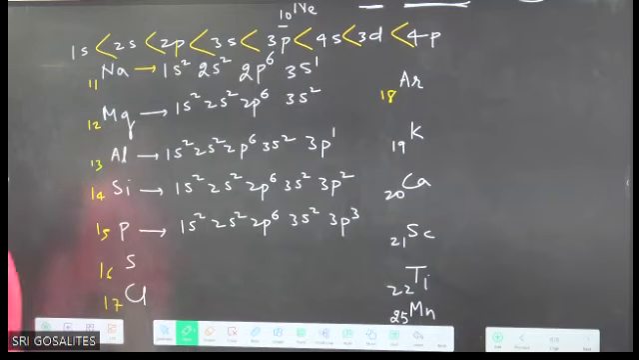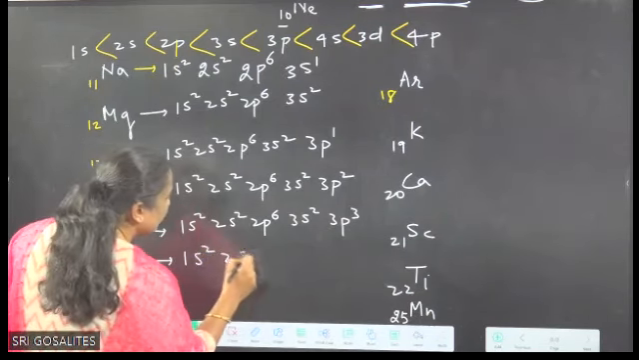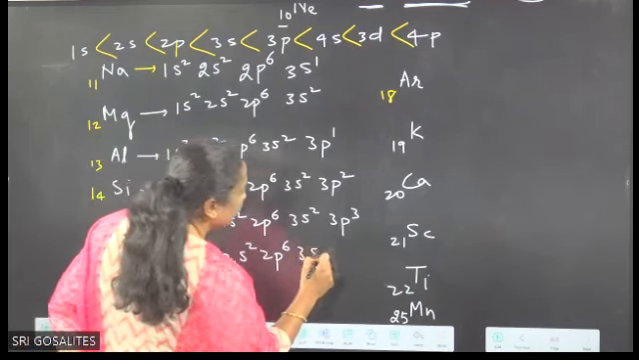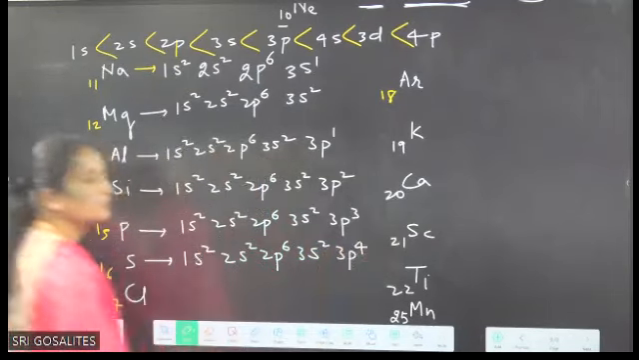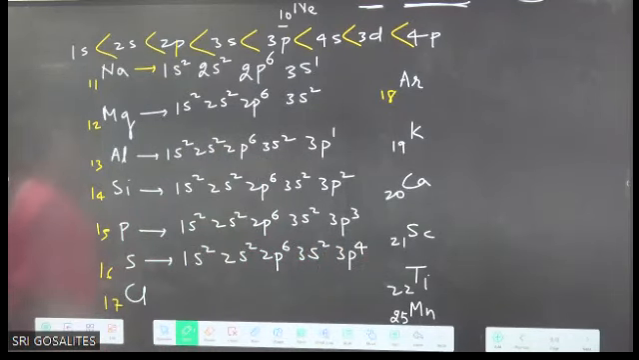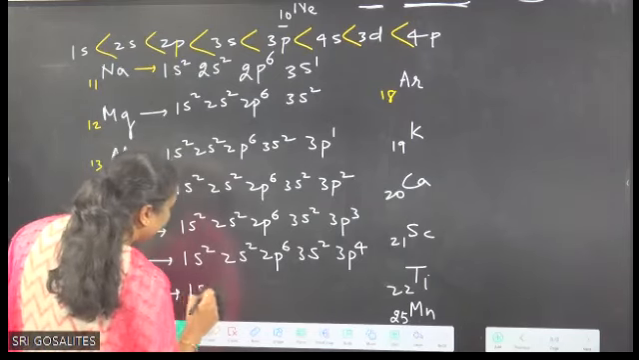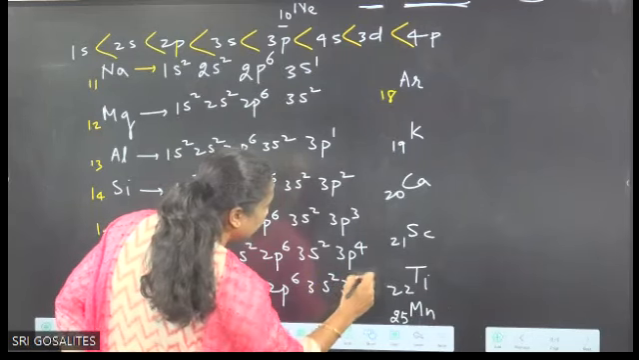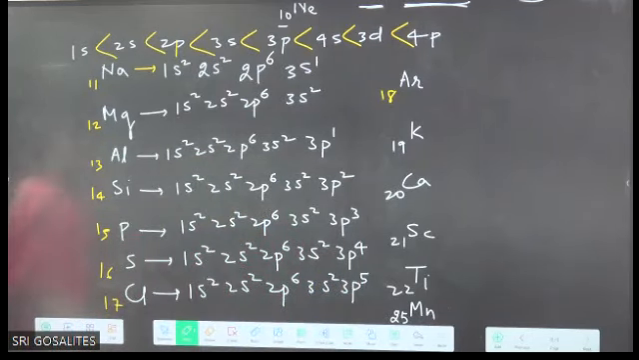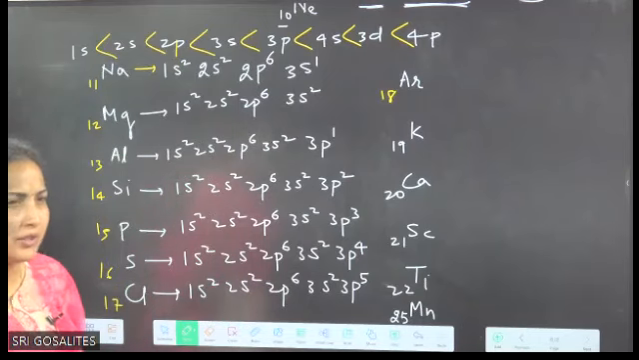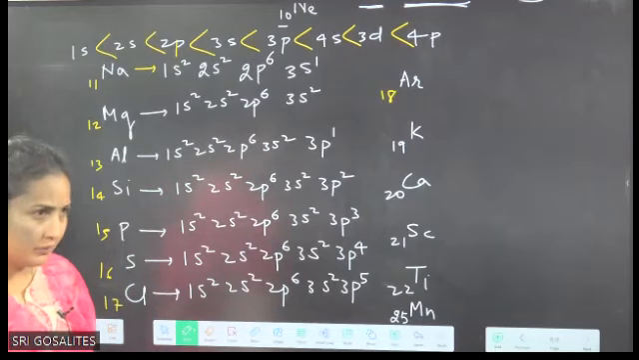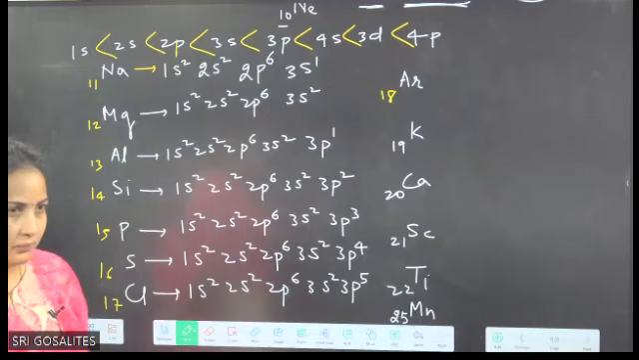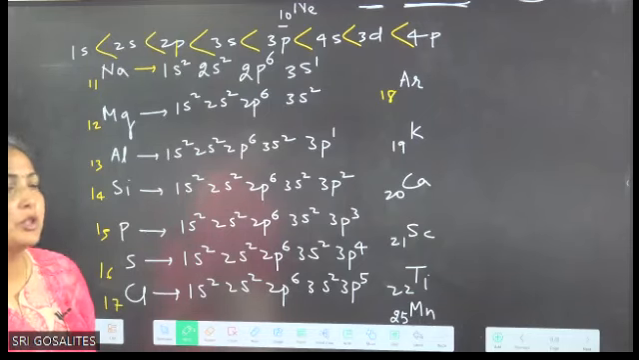Did we write like that? Yes. For sulfur, 1s2, 2s2, 2p6, 3s2, 3p4. Good. For chlorine, 1s2, 2s2, 2p6, 3s2, 3p5. Did we write like that? Which one, Rajendra, you are not able to understand, beta? Tell me first. Which one you want to understand?